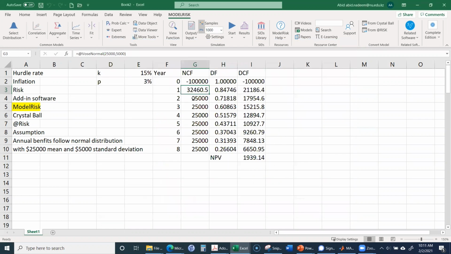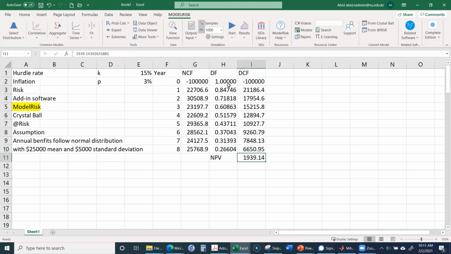So now you can see that the value has been changed over here. Instead of $25,000, the value has changed to 32,460.5. This is a randomly generated value with a mean of $25,000 and standard deviation of $5,000. So similarly, I will copy all these values over here.